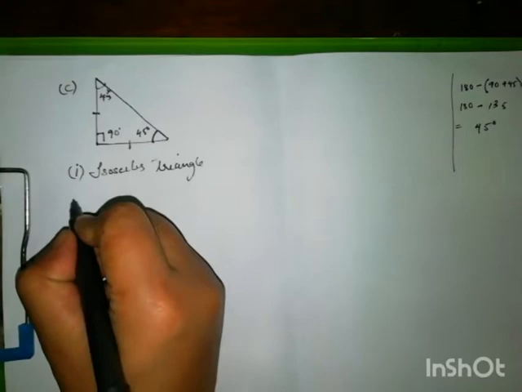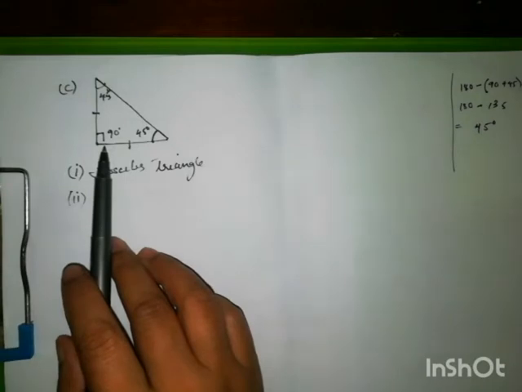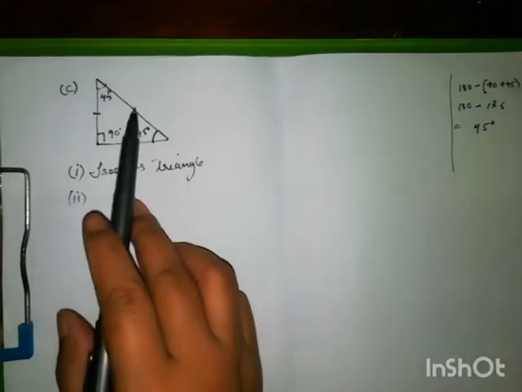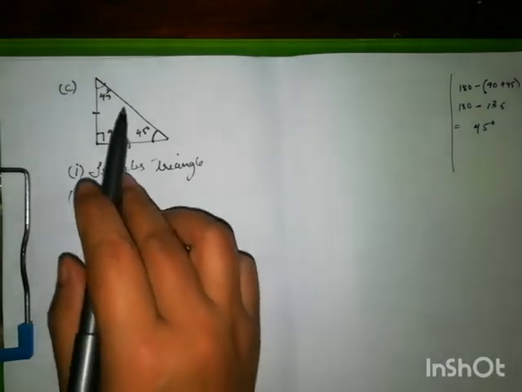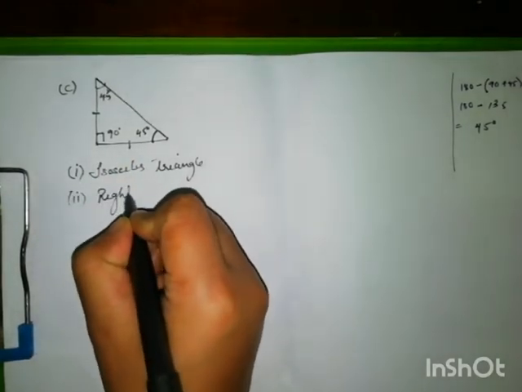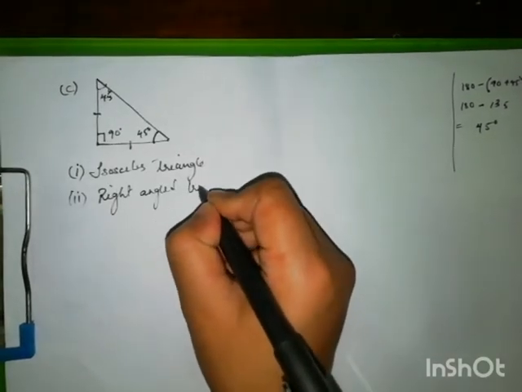Based on its angle, if one of the angles measures 90 degrees then the triangle is called a right angle triangle. One of the angles measures 90 degrees, which means the name of this triangle is right angle triangle. Okay, right angle triangle.